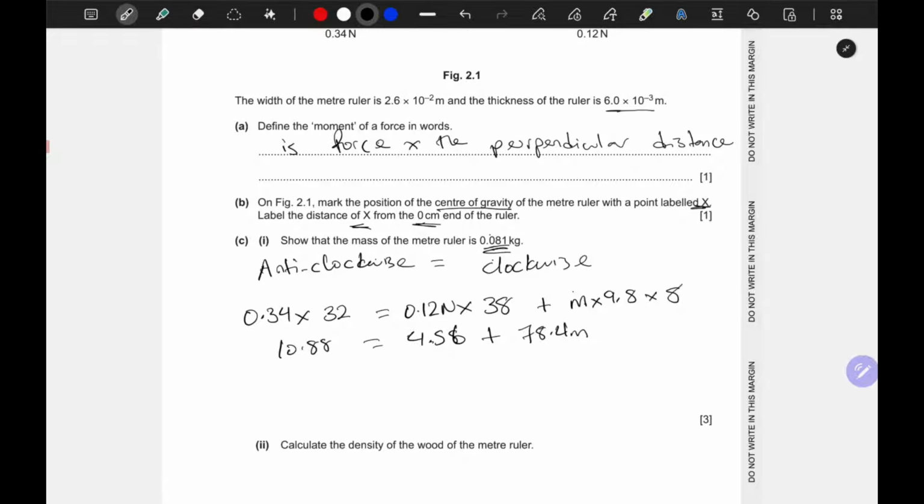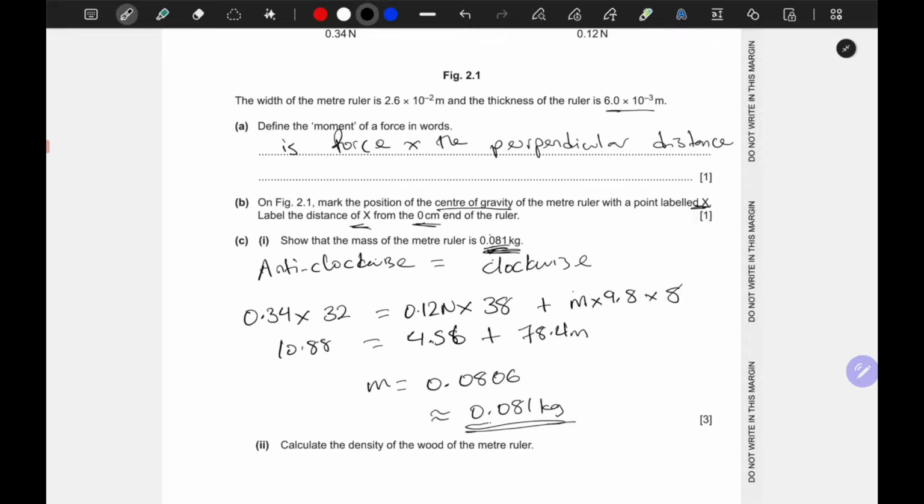So it's going to be 10.88 minus 4.56, divided by 78.4. We get m equals 0.0806. So to two significant figures, that would give us 0.081 kilograms for the mass of the ruler. So we have proved it.